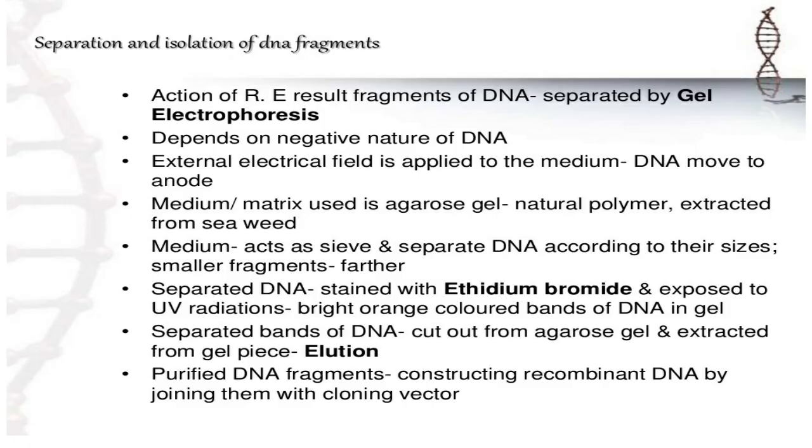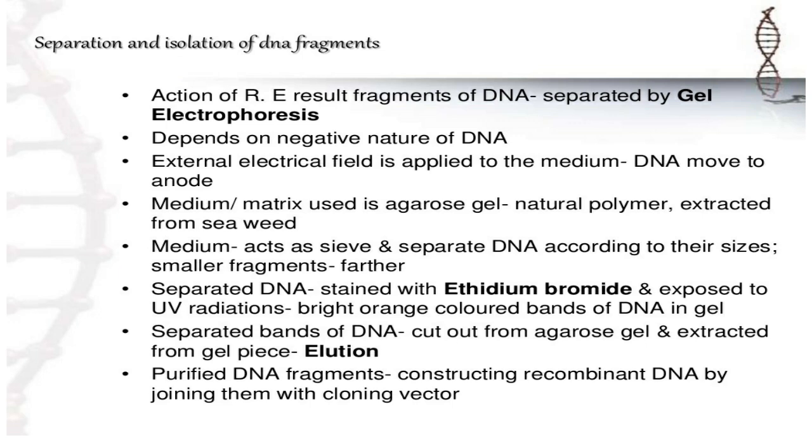Separation and isolation of DNA fragments. The action of restriction endonuclease results in fragments of DNA, which are separated by gel electrophoresis, depending on the negative nature of DNA. An external electrical field is applied to the medium, and DNA moves to the anode. The medium or matrix used is agarose gel, a natural polymer extracted from seaweed. The medium acts as a sieve and separates DNA according to size, with smaller fragments moving further.